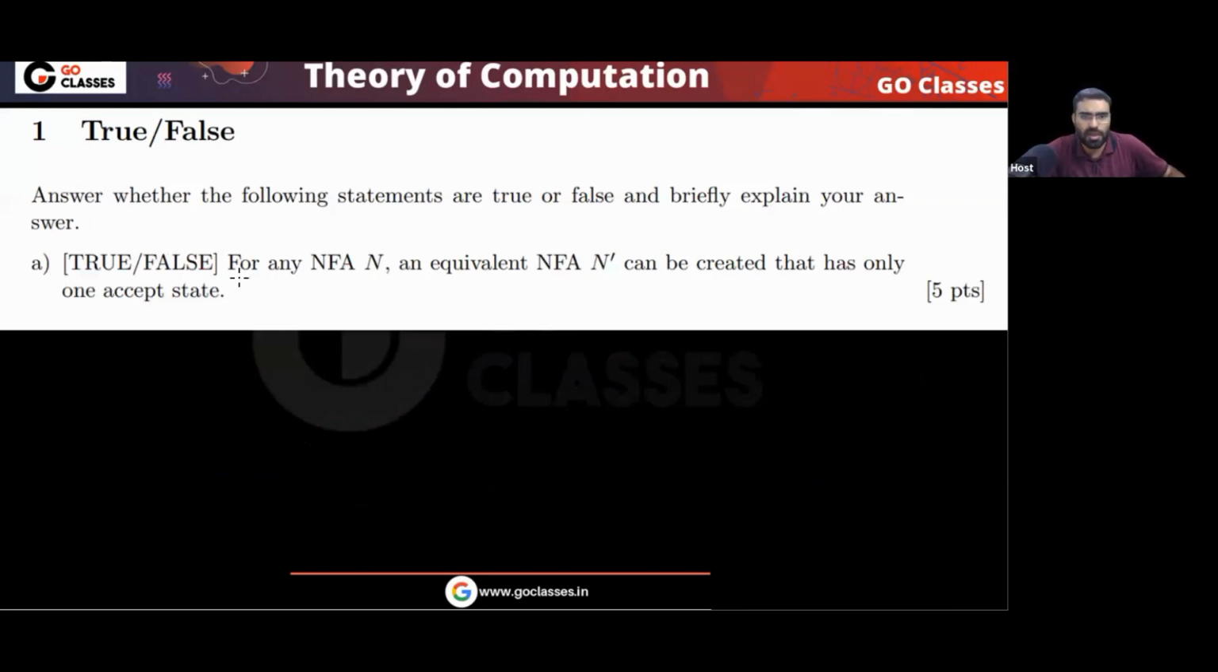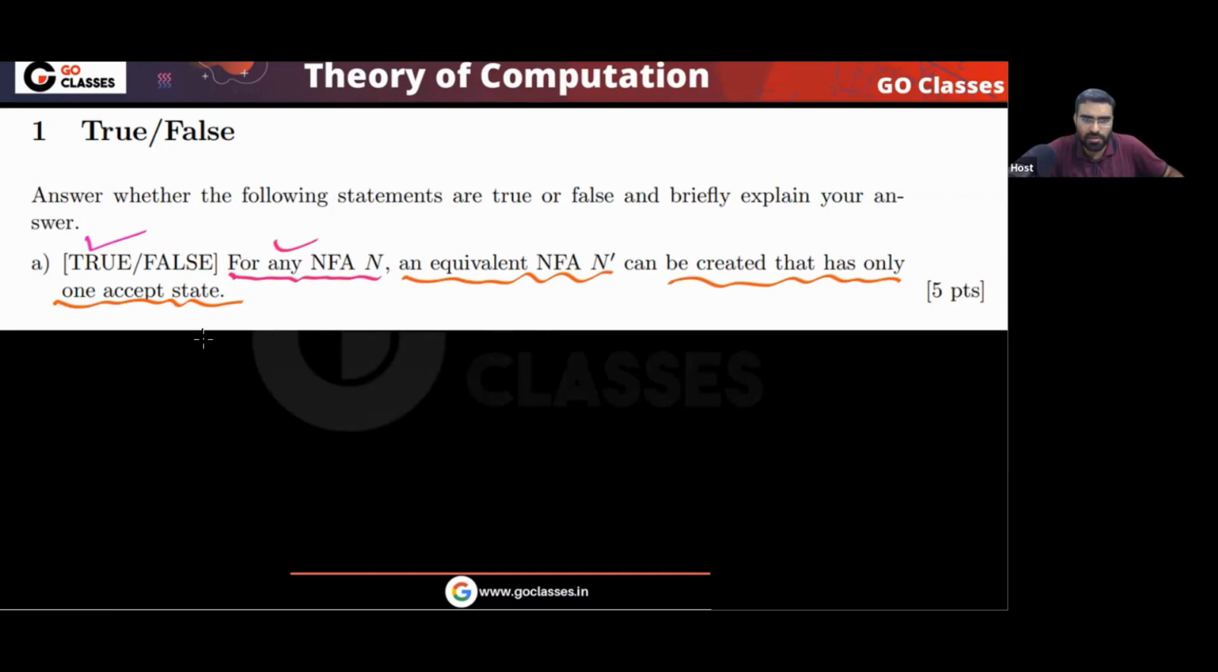True or false? For any NFA N, an equivalent NFA can be created that has only one accept state. Tell me, is this statement true or false? This we have already seen in our lectures, that this statement is true, correct?